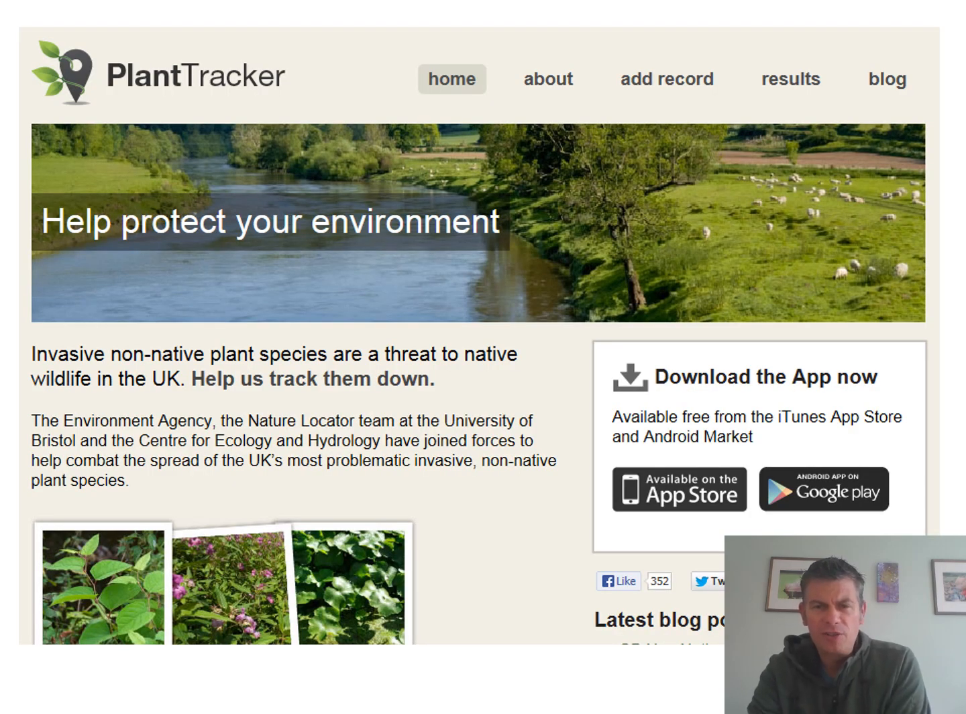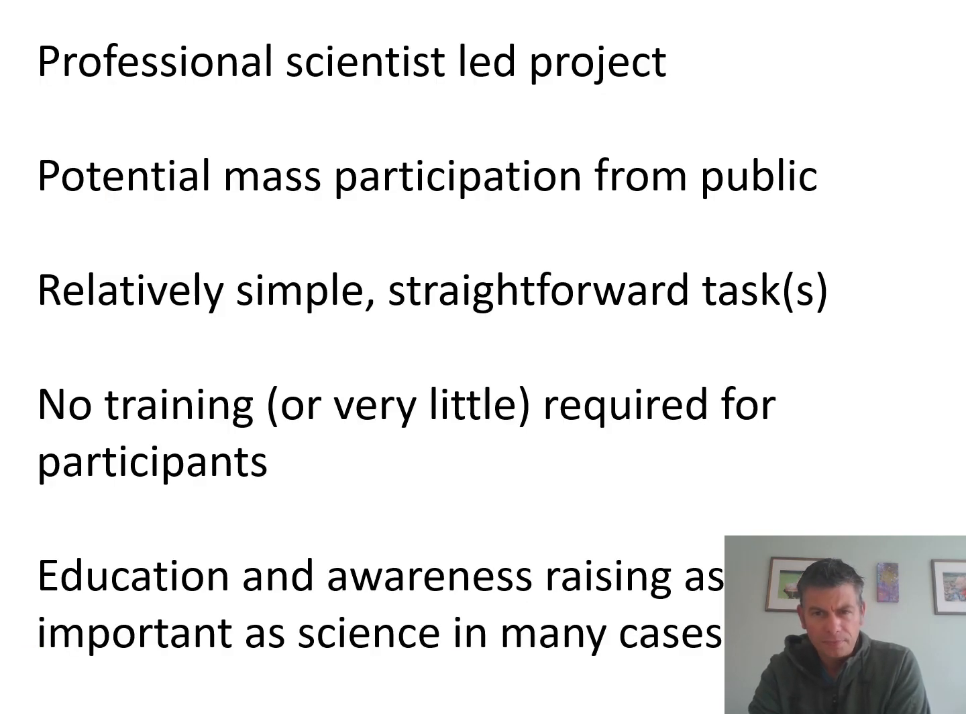So this is one of the plant tracker apps I was mentioning earlier about looking at non-native and invasive plants. And the key really to all of these is that we are talking in these mass participation studies of professional scientist-led projects, potential mass participation from the public, generally with a relatively straightforward task, usually with no training or very little required for the participants.